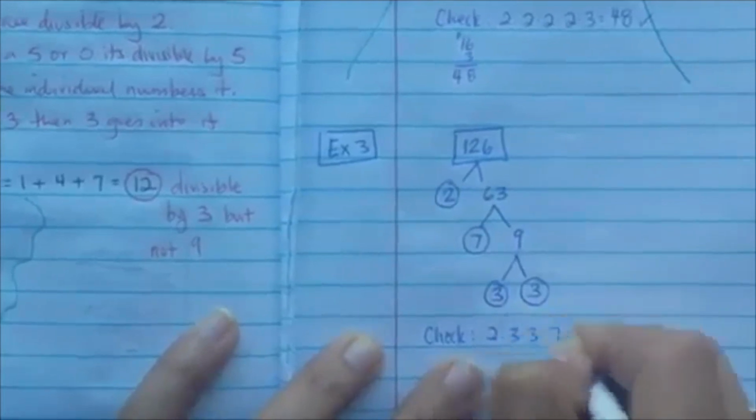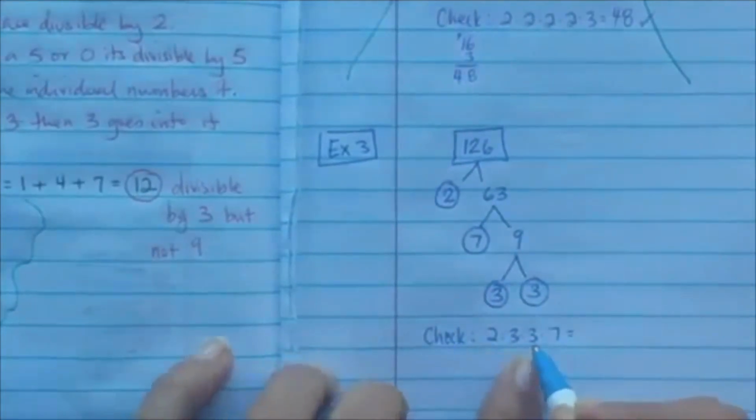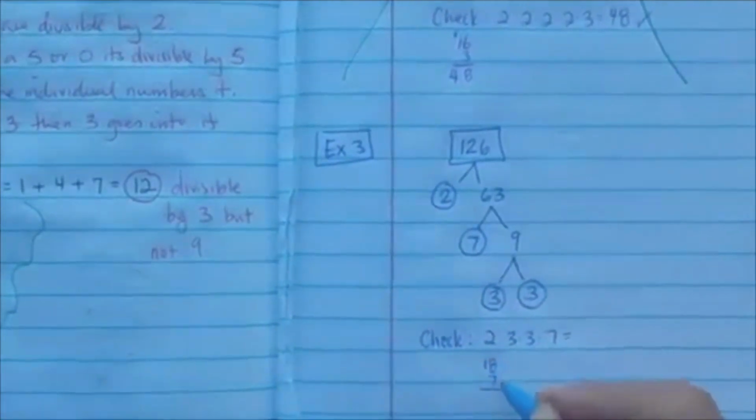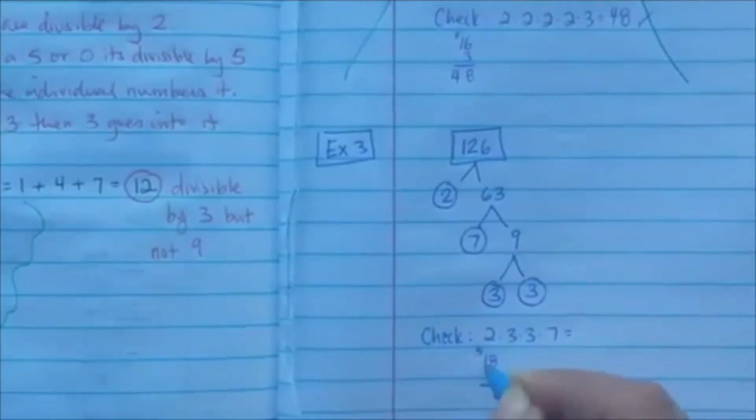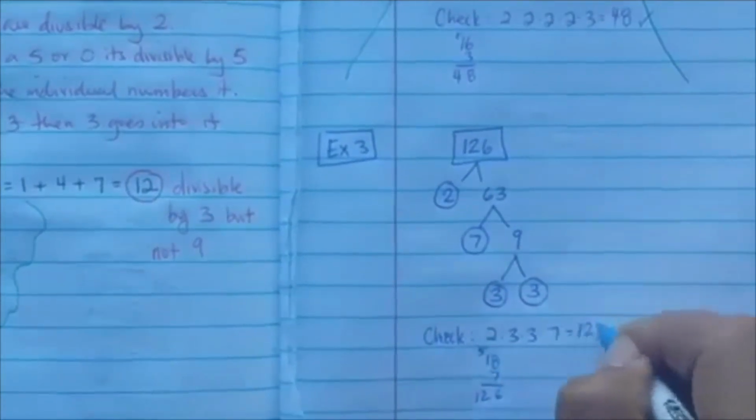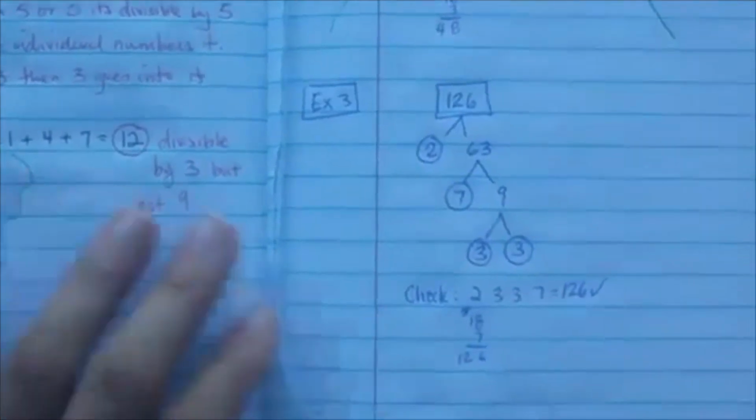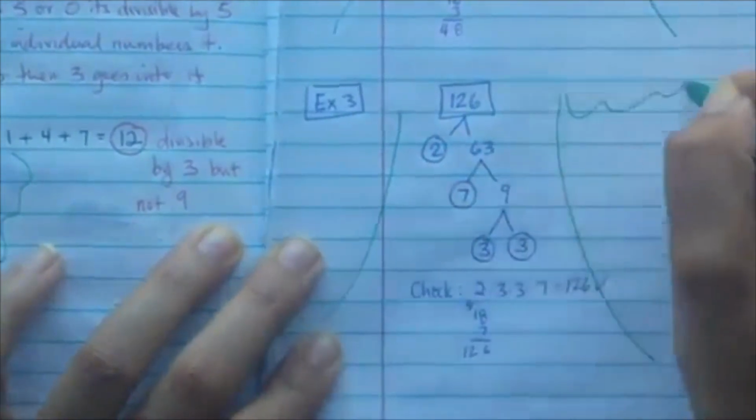Put it in order: 2 times 3 times 3 times 7. 2 times 3 is 6, times 3 is 18. 18 times 7 is 126. Alright, so I'm good. So don't forget to check it. It's really important because sometimes you make a mistake.